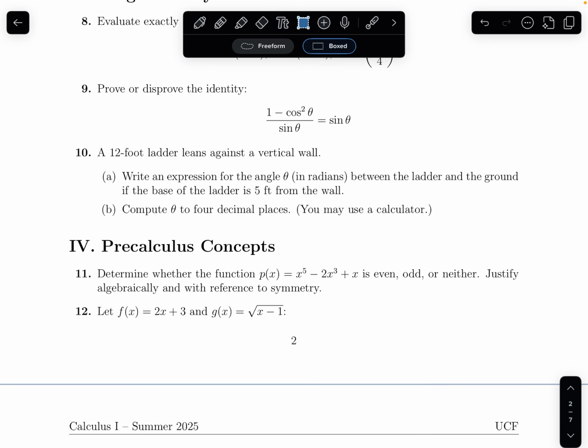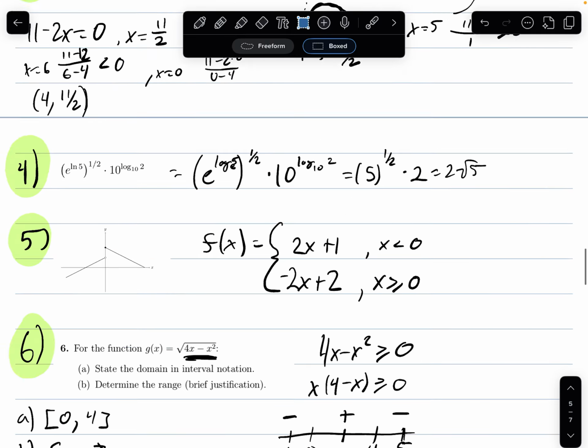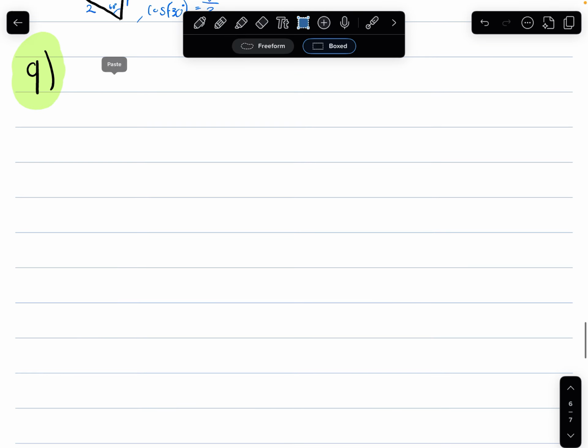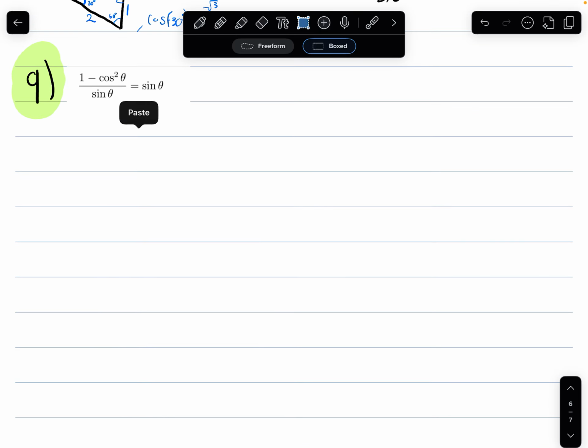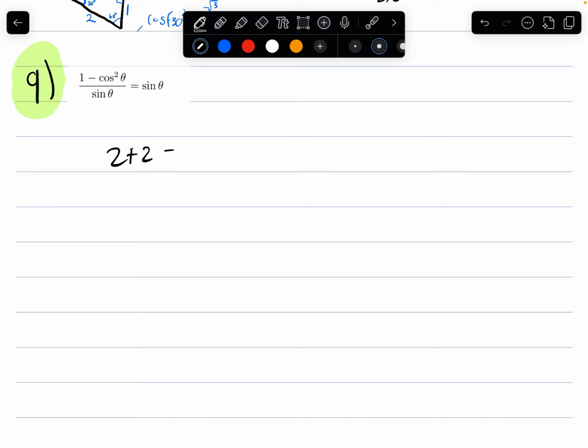Next was this guy here. Prove or disprove this identity. So one thing I want to emphasize here, we can't start by assuming that they are equal, right? Because if you start by assuming they're equal and then you show something, it doesn't really make sense. Because instead I could have written something totally wrong, like 2 plus 2 equals 5, and start assuming they're equal and do some random stuff to maybe get somewhere. It doesn't make sense that way. You have to start off with one side and show you get the other side.